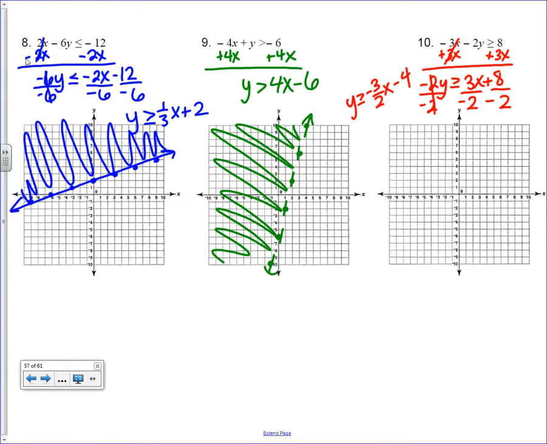Yes, sir? I did not flip the symbol. You are correct because I divided by a negative 2, so that symbol has got to go the other way. How we doing? Fine? Okay, we're starting at negative 4. We're going down 3 to the right 2.